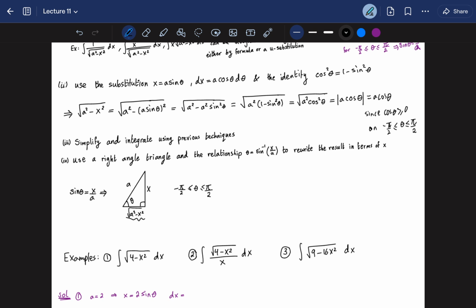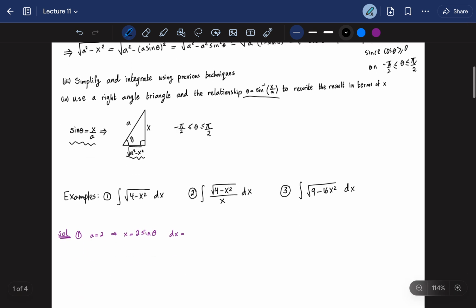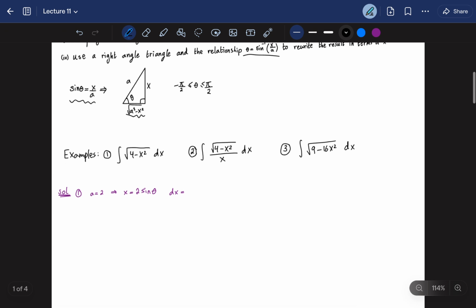Also, if you want to find the value of theta by itself, because sometimes in the final answer you'll get theta by itself, here, if you apply sine inverse to both sides, you'll get that theta is just sine inverse of x over a. Okay, so a bunch of steps that does not make a lot of sense. So let's do an example.